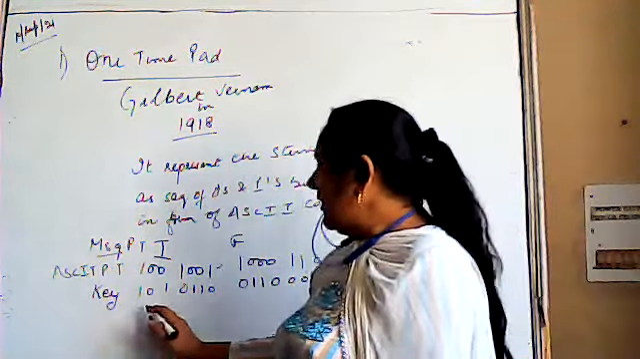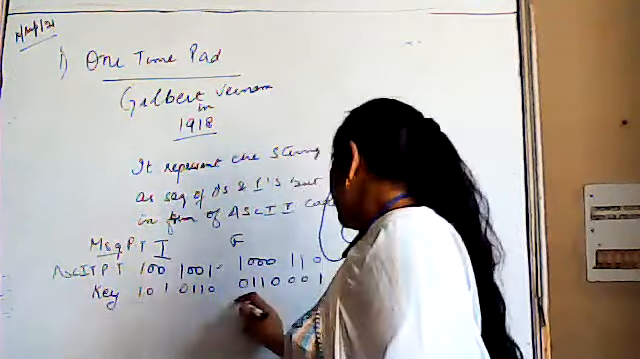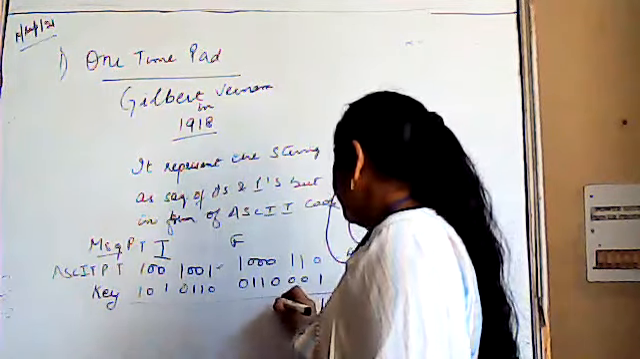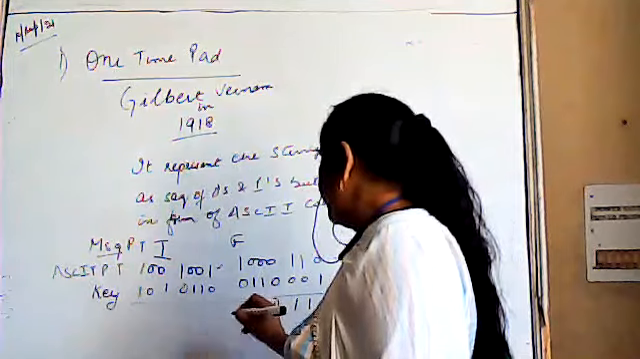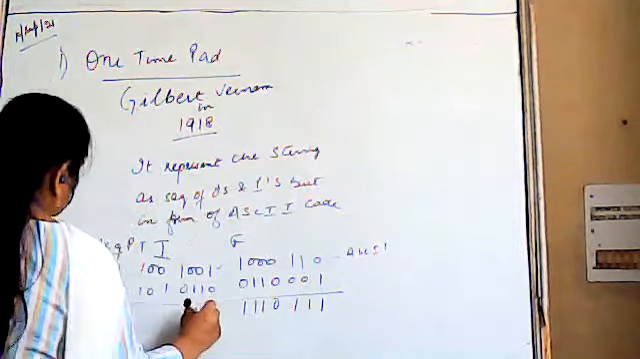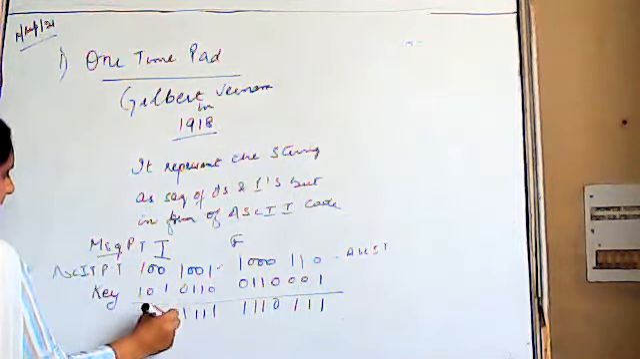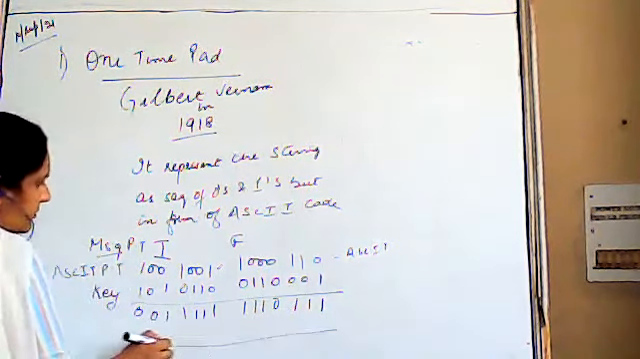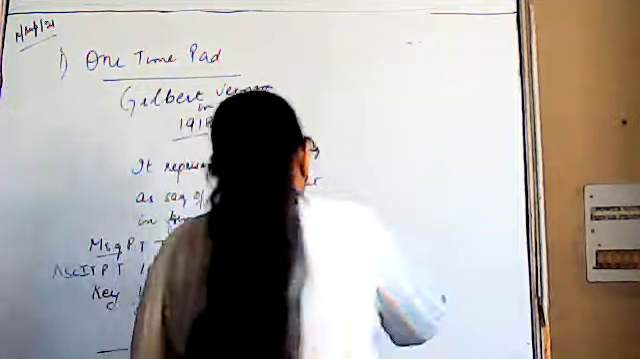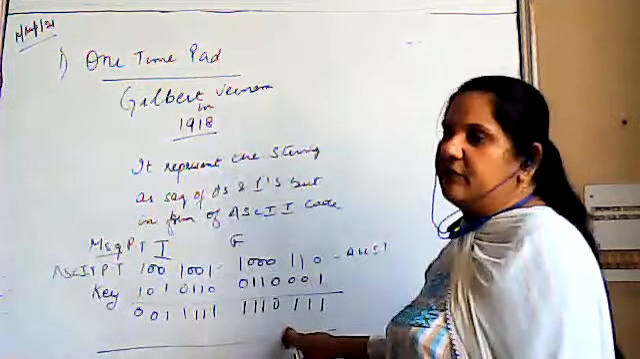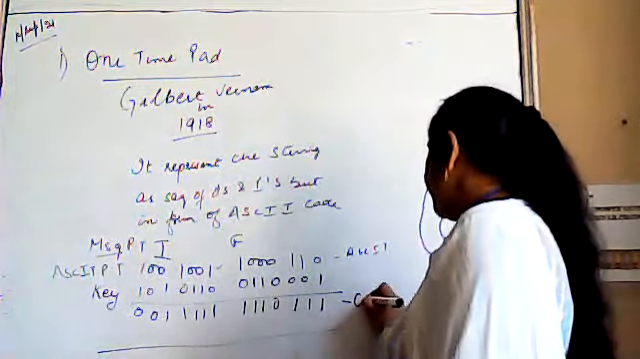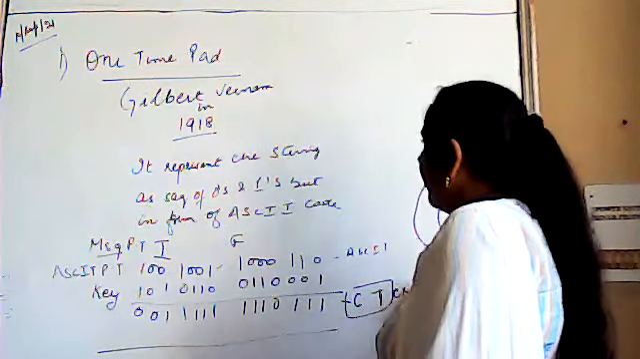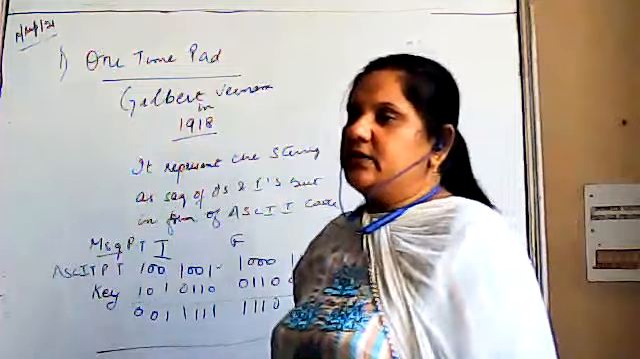Now you have been given the key to encrypt it. What you will do is perform the XOR. So this would be the 7-bit key, this would be the 7-bit again. This is your ciphertext for the given message.